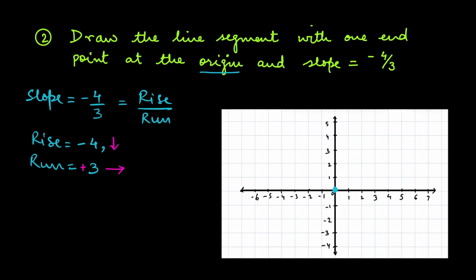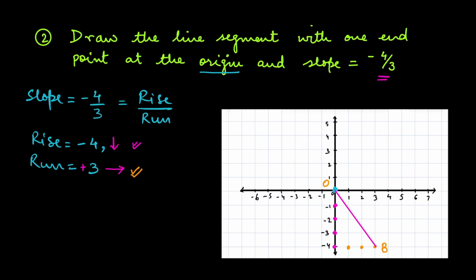So we start measuring it. First 4 units down, so 1, 2, 3 and 4. Then where we stop, from there we'll mark 3 units towards right. So 1, 2, 3. So we end this. So this is the one endpoint. The other endpoint we can mark as B and then we join it. So this is the line segment with the slope -4/3.